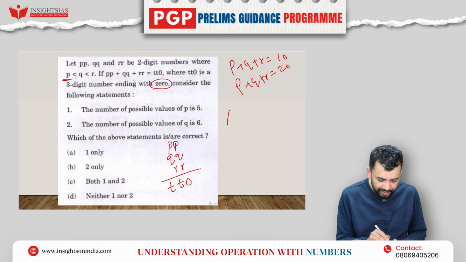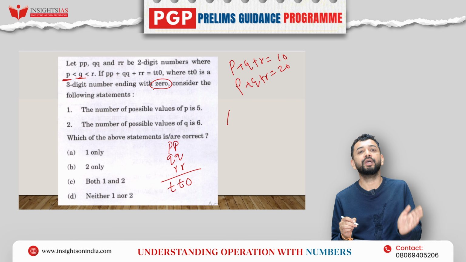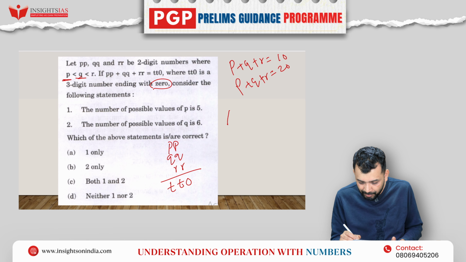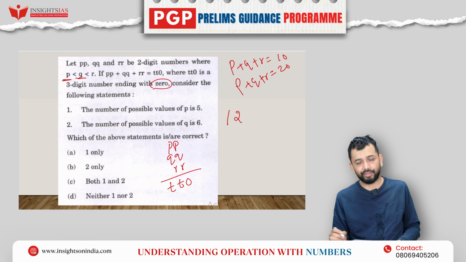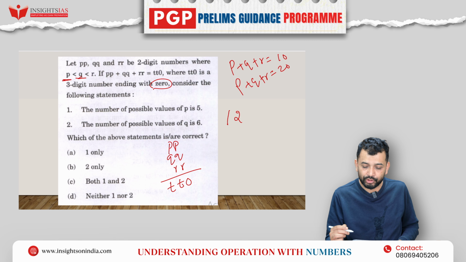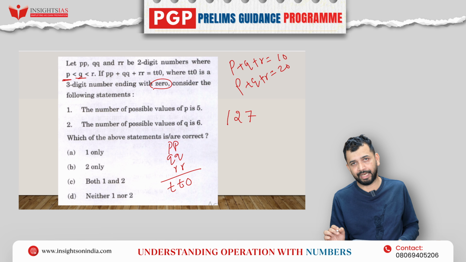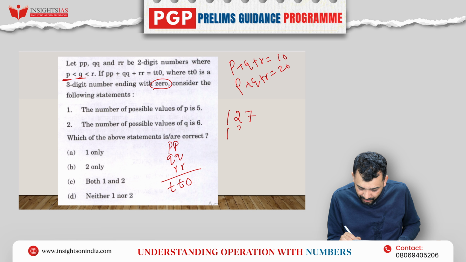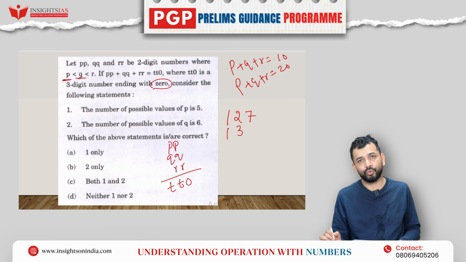Now what is the next least value that you can put for Q? Q is greater than P, because P is less than Q. So the minimum value I can put is 2. If this is 2, 1 plus 2 is 3. What should R be? R should be 7. So 1 plus 2 is 3, 3 plus 7 is 10. That is one possibility.